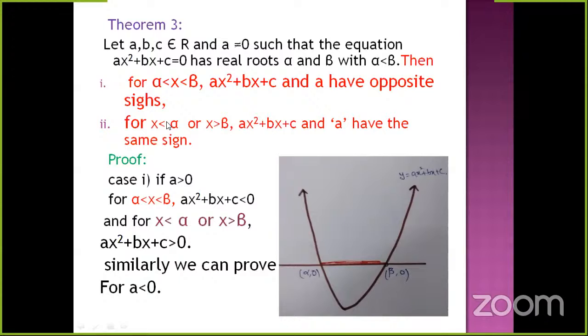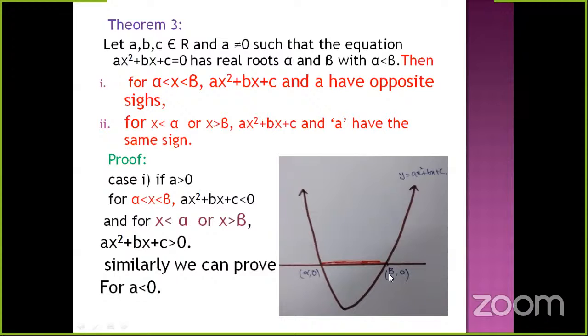For x less than alpha or x greater than beta, ax square plus bx plus c and a have the same sign. So in this condition, the quadratic expression or equation is having real roots which are different, distinct. Then the diagram will be in this form when a is greater than 0. See here, the curve is intersecting the x-axis at 2 points, that is alpha comma 0 and beta comma 0. Since alpha is less than beta, we can draw the diagram in this form.